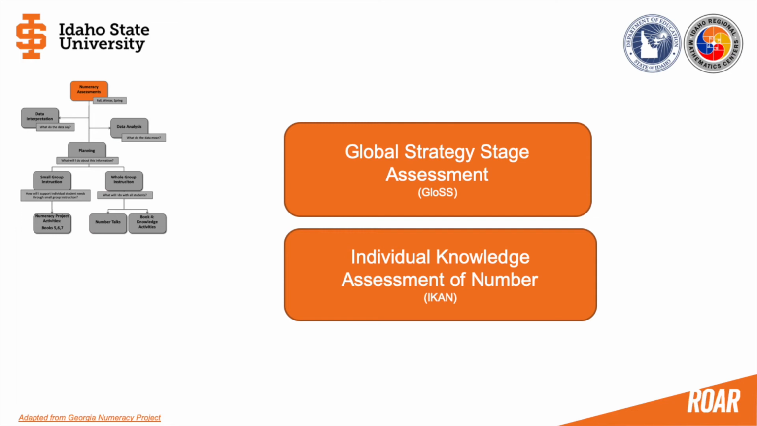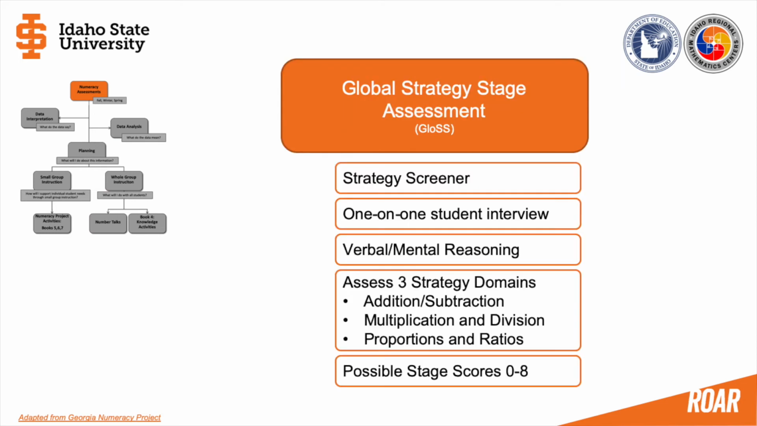In the assessment phase, there are 2 interviews that are given to all the students 3 times per year and serve as a diagnostic, formative, and summative assessment. The assessments are applicable to KA students as well as identified students who are struggling with foundational numeracy in high school mathematics. The first is called the Global Strategy Stage Assessment, or GLOSS. This is a strategy screener. For example, is the student counting all or counting on? Is the student skip counting or decomposing the numbers? The GLOSS is a one-on-one student interview and is given verbally. The student attempts to solve the problem mentally, describing to the teacher how they got their answer.